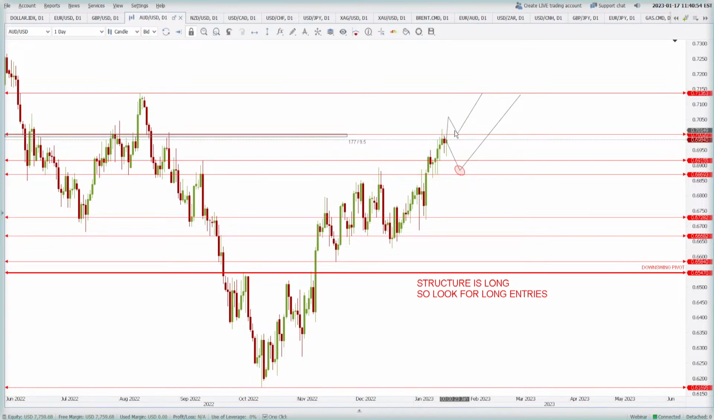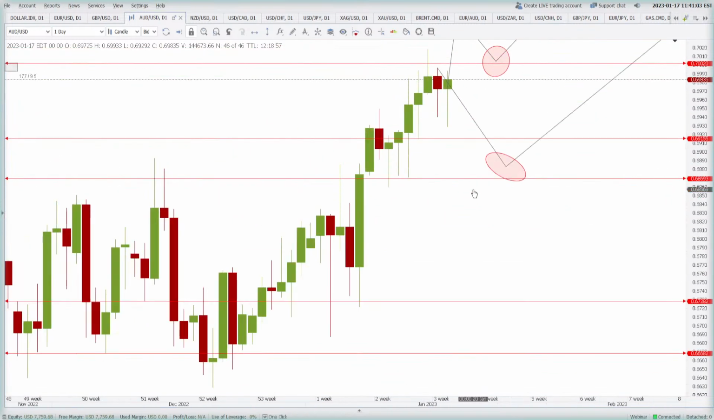Okay, this is also possible. So there are two scenarios now. You are a buyer in the Australian dollar, there is no question about it, but you cannot buy at the current levels because it is very close to resistance, very far from the support. So you wait for the price to come close to the support and then buy with a small stop loss here and take profit target here.